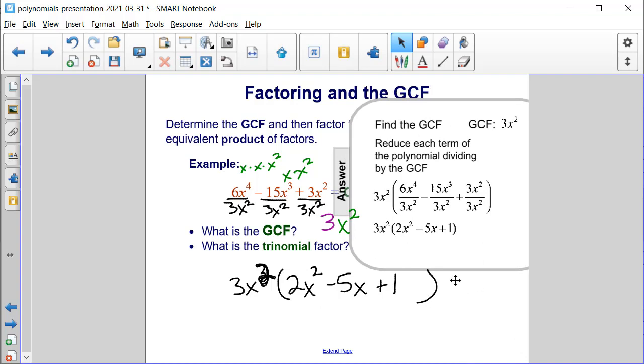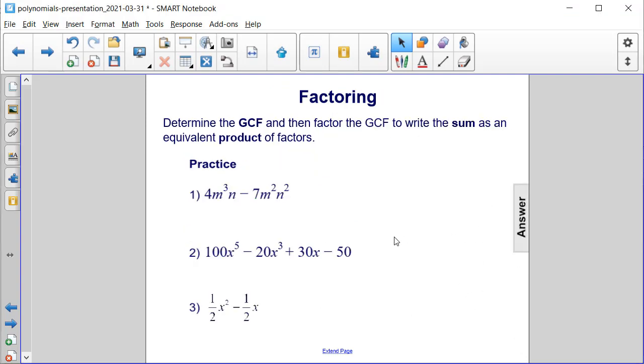Yep, it all matches. Determine the greatest common factor and then factor out the greatest common factor to write the sum as an equivalent product of factors. So the first thing that we are going to look at are our coefficients in this first problem, 4 and negative 7. Is there a common number that divides them both? Besides 1, no, there is not. So we're not going to divide by 1, well, we can divide by 1, but that doesn't change anything. But we're not going to divide by 2 or 4 because they don't divide into 7 evenly.